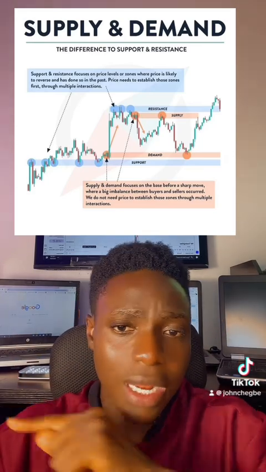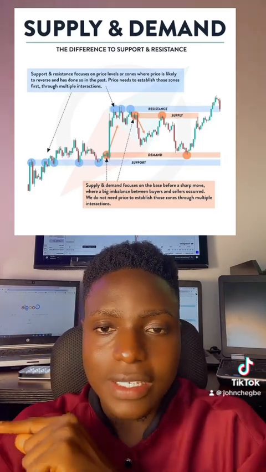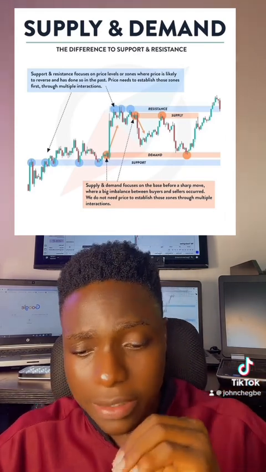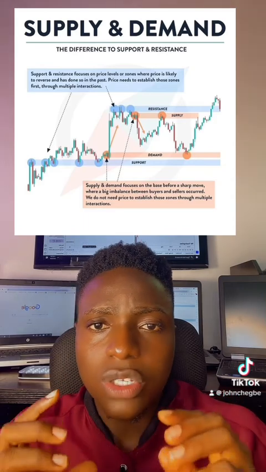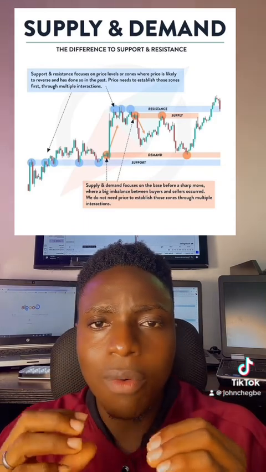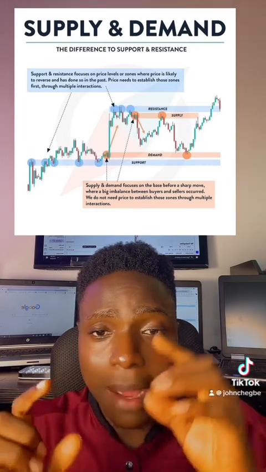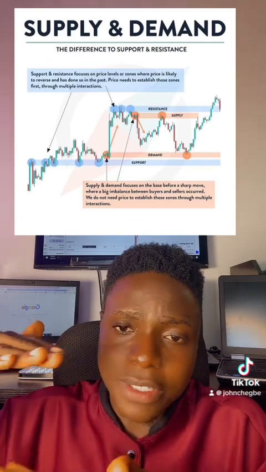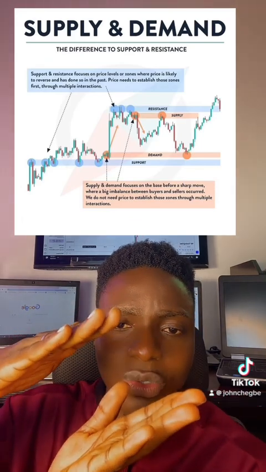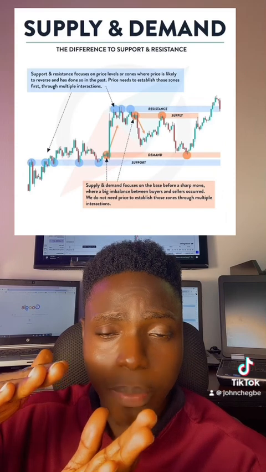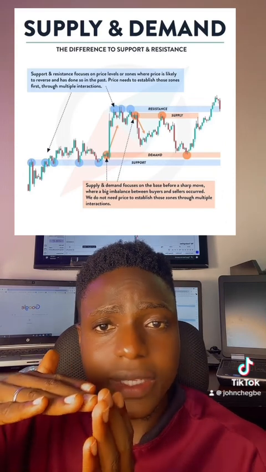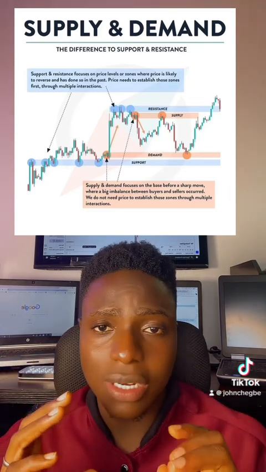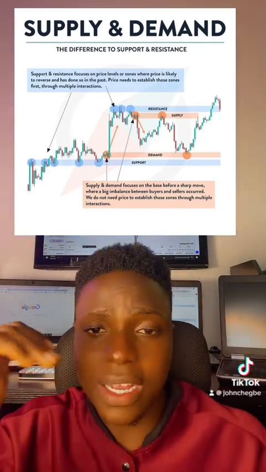It is not just a particular line where you say this is the place where you have your buyers. Demand can be a range, a little bit big. Demand can be something like this. Once price gets to this box, it is time to buy the market. Support can be just one line. You understand? The same thing with resistance and supply.